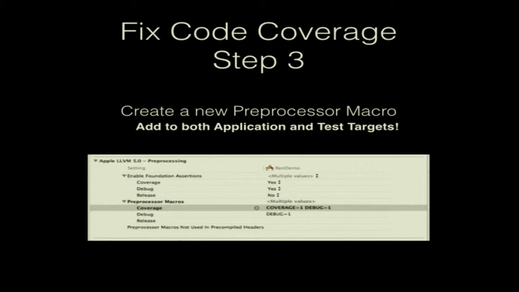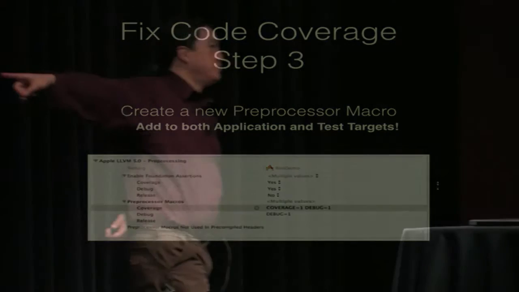Step three, I create a new preprocessor macro for the new build configuration. I just call it coverage, set it to true, and turn it on. And you'll see why this is important. You have to do this for both the application and test targets, right? Don't do it for just one. You'll bang your head, and I have, as to why my coverage files aren't being generated anymore.